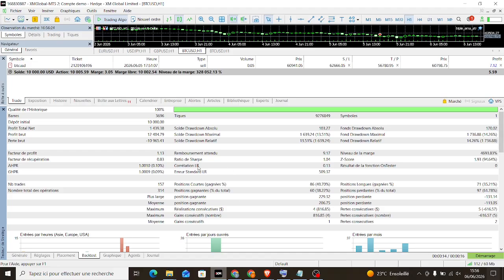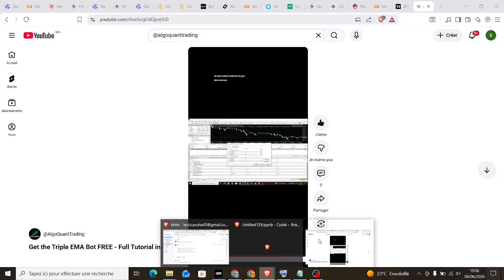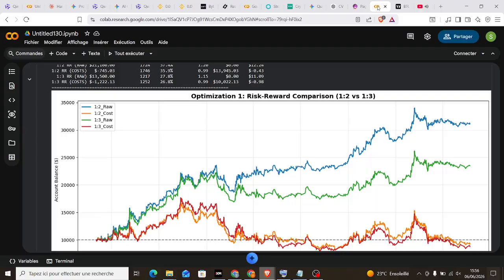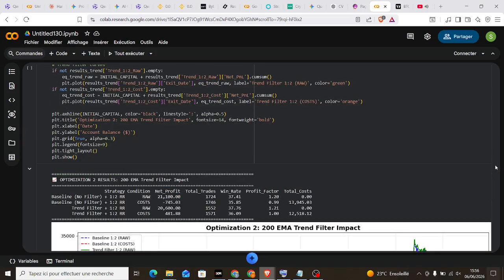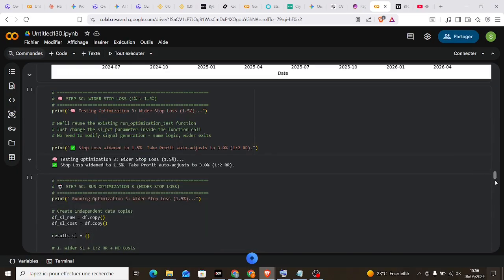In MT5, we only have 1 year of data, which is 157 trades. The win rate is 38.22%. The profit factor is 1.13. Look at those numbers. The win rate difference is less than 2%. The profit factor difference is only 0.07. This is absolute proof that the MQL5 code is executing the exact same logic as Python. No bugs, no drift. The edge is platform independent.